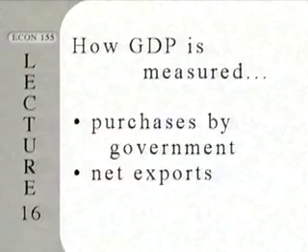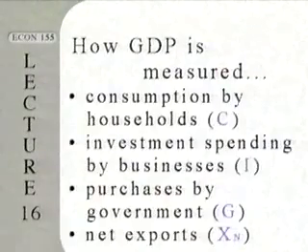By the way, before I continue, I'm going to put some letters up here, and you should get used to them because we'll use those letters all semester long. Consumption spending by households, C. Investment spending by businesses, I. Purchases by government, G. Net exports, X with a subscript N. Net exports.